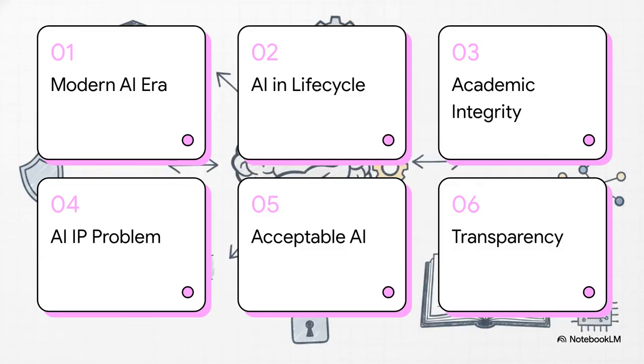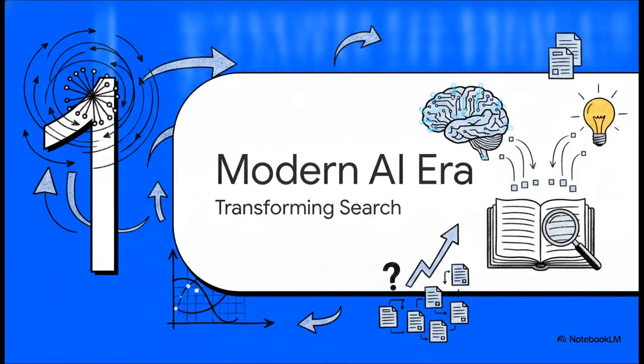Here's our roadmap for today's explainer. 1. The modern AI research era. 2. AI and the research lifecycle. 3. Academic integrity and AI rules. 4. The AI intellectual property problem. 5. Defining acceptable AI assistance. And 6. Best practices for transparency. Let's jump right into part 1, the modern AI research era.